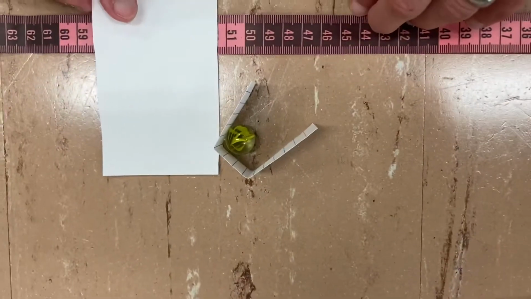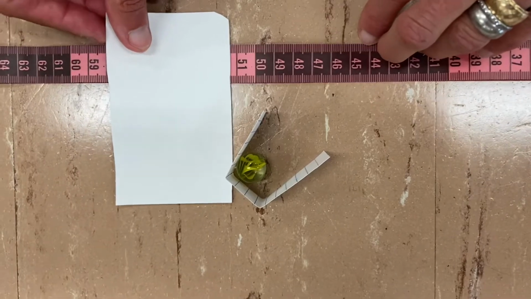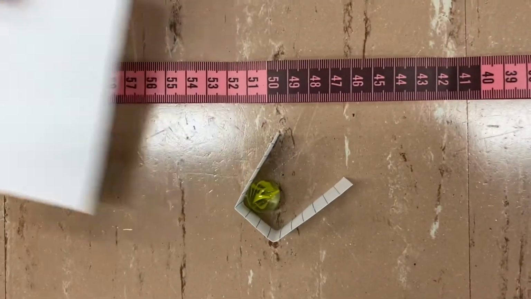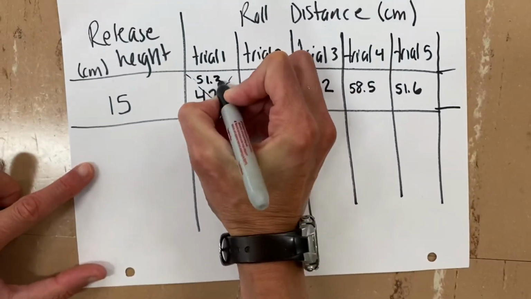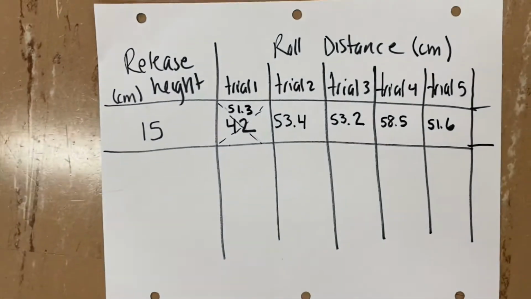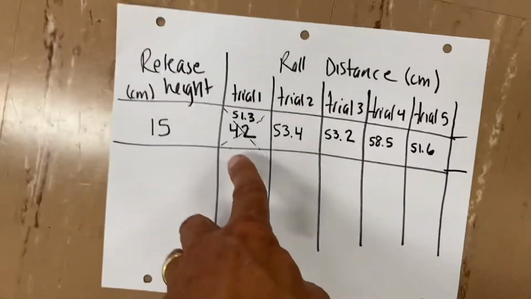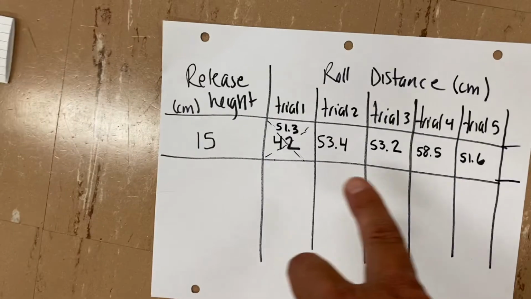So all the energy from the marble is transferred to the dragon. That's 51.6. It's getting close. Look at that. They're really getting tight. When I mean tight, I mean they're close together. The range is small.